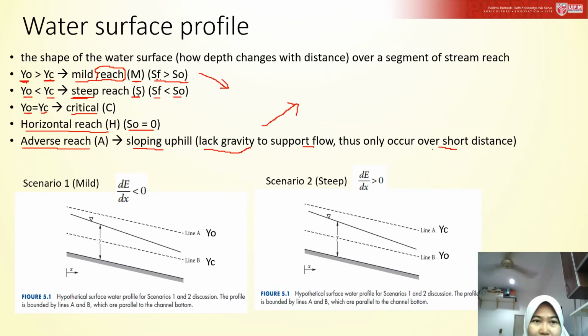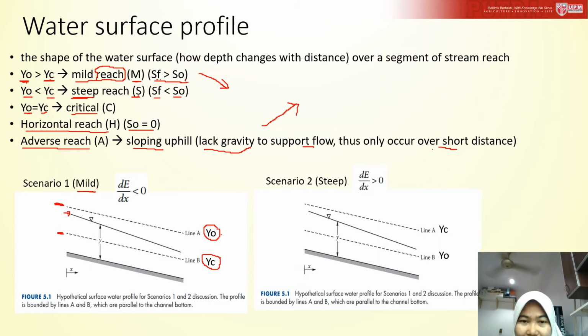This is an example of mild reach. For mild reach, like I said in the previous slide, we have these two bounded lines. This is our flow. So what it means? If line A is equal to normal depth and line B is equal to critical depth, here you can see that normal depth is more than critical depth. So this is under the category of mild reach.